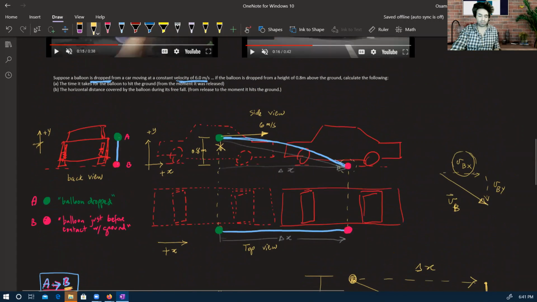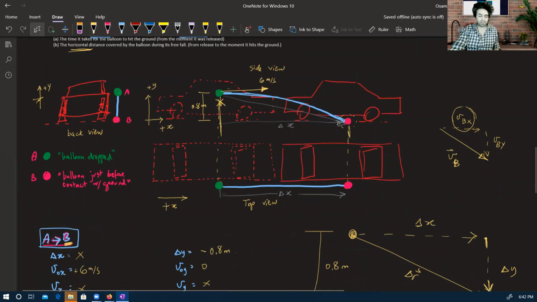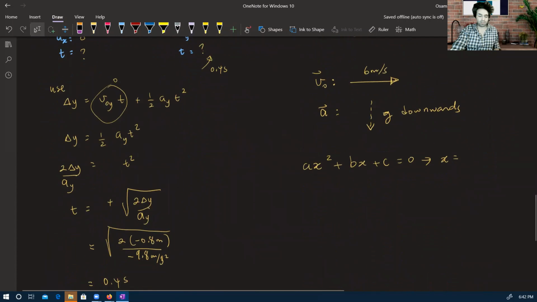In part B, we're looking for the horizontal distance. Now, since I'm looking for something horizontal, that means I have to solve the X part because that's the horizontal piece. I want the horizontal distance covered by the balloon during its free fall from release to the moment it hits the ground. So again, I'm looking from this point to this point. I want to find this displacement here, this delta X. So that means I can study the same segment because I start from here and I end here. That's the segment I studied before. So let me study the same segment now.